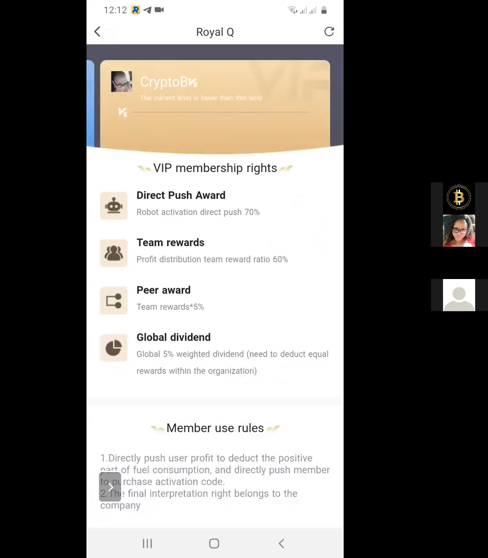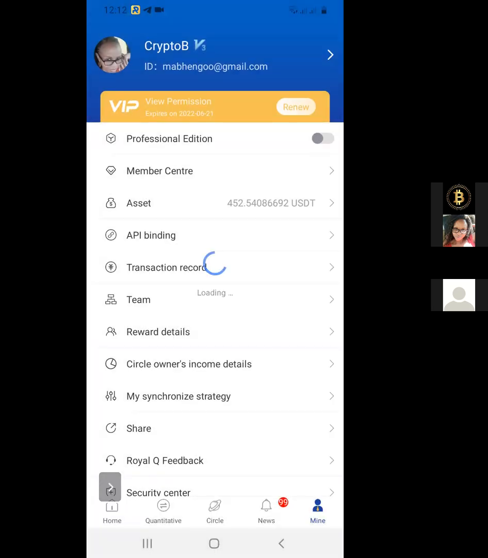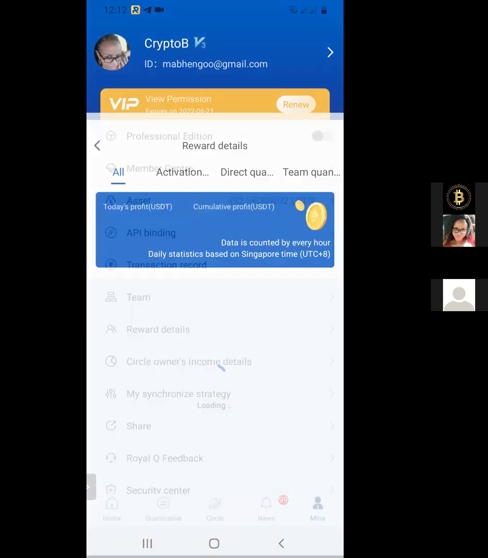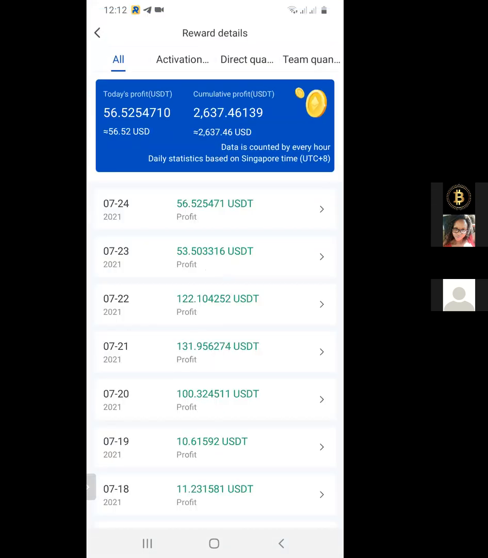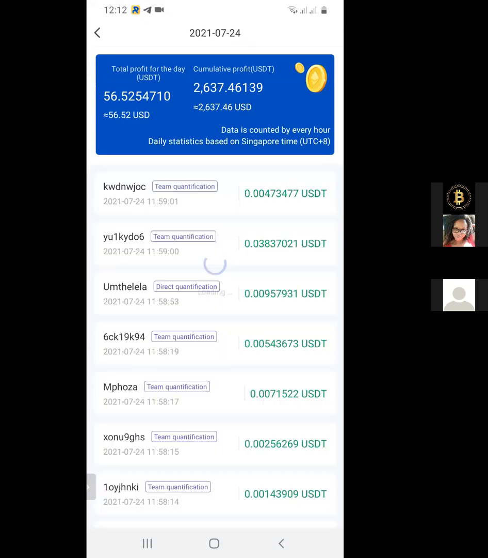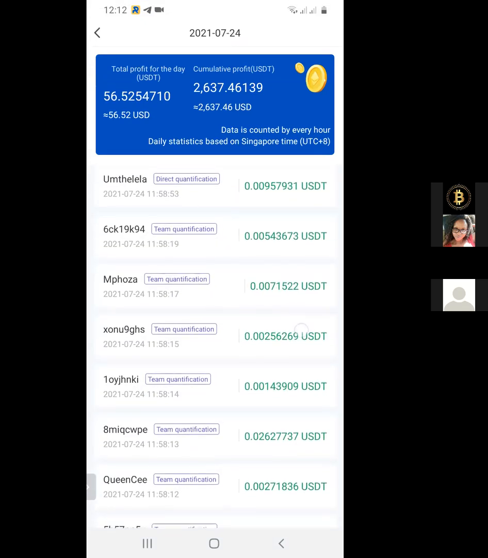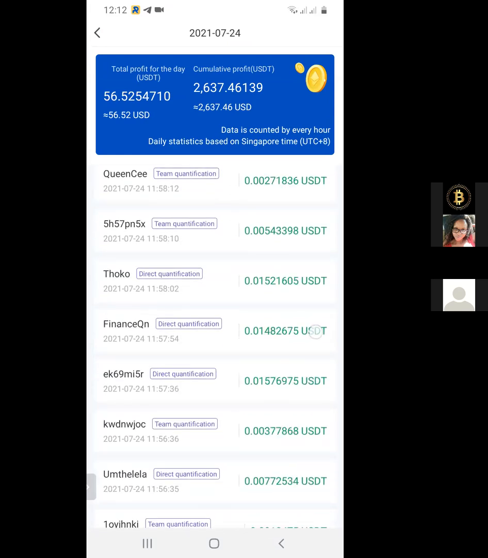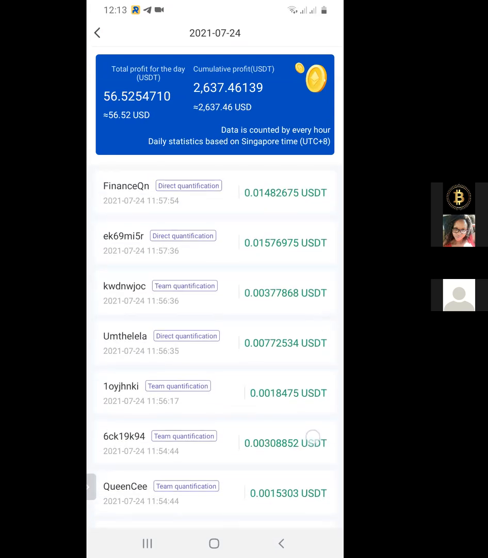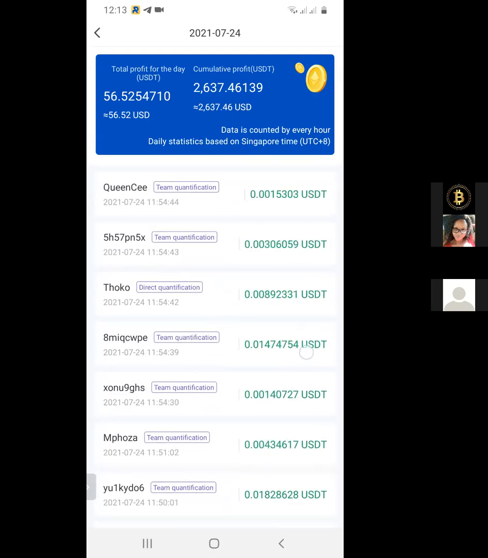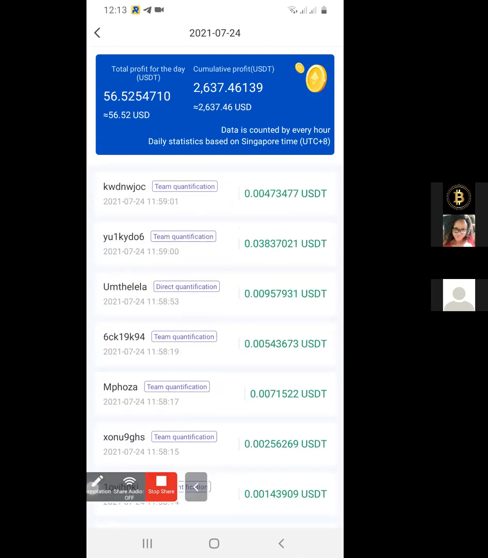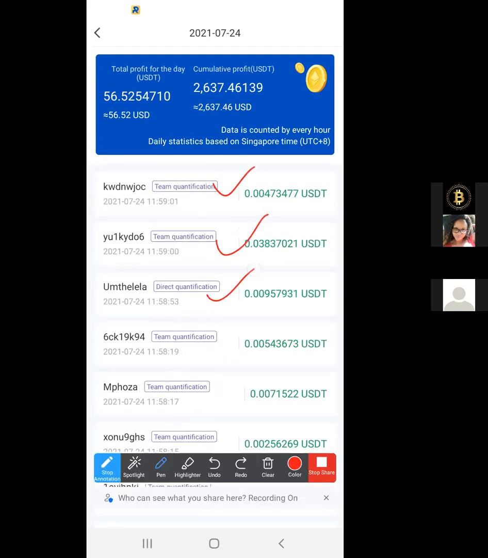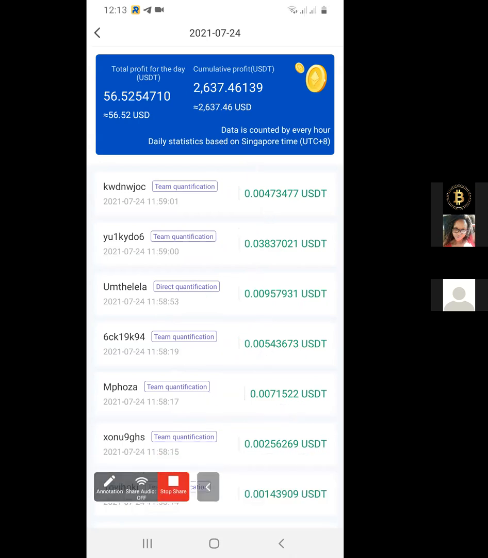Now I'd like to show you practically how this will look in your back office. Okay, so I'm just going to open today's earnings and you will see there's a lot of team quantification and direct quantification coming in. So this basically tells me what? This basically tells me there are people in my team right now that the robot is trading for and they are earning profits.